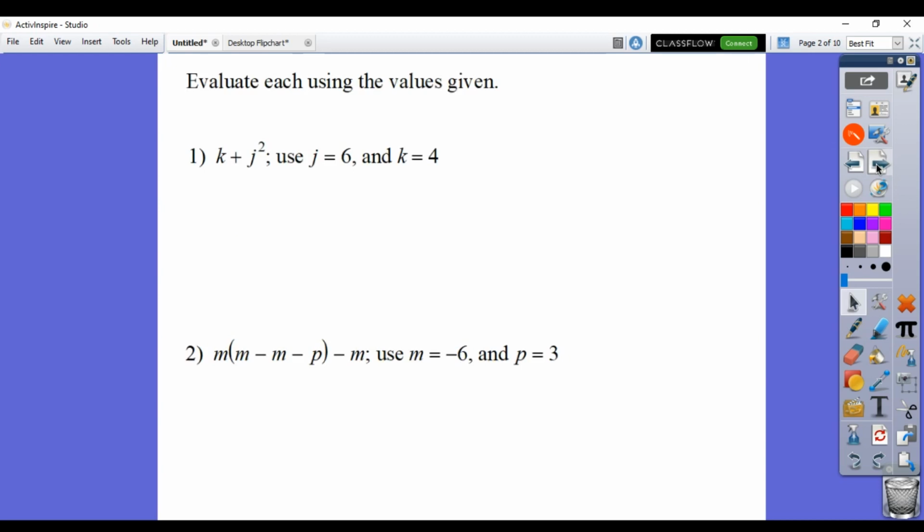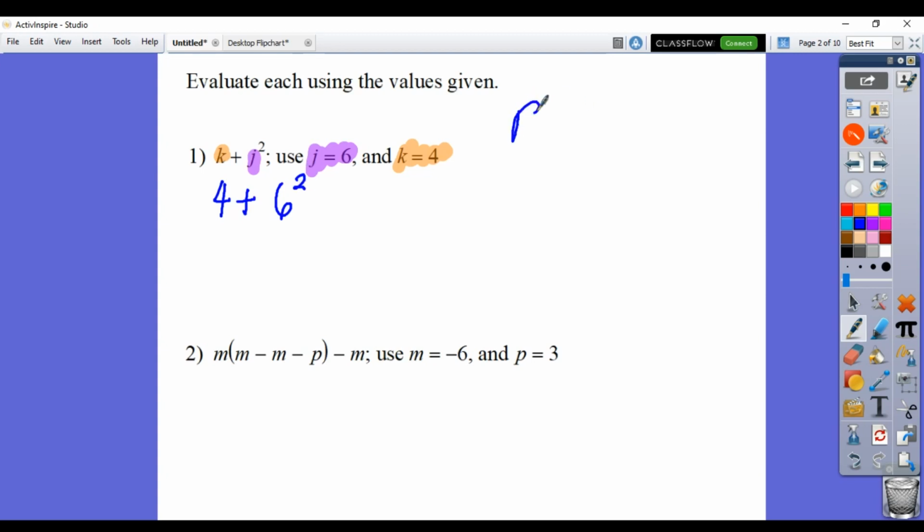So evaluate each using the values given. So here there are several. There's only one way to do this, but for us to be organized, I would like you to understand that J is equal to 6. So therefore, this will be 6 here. And K is equal to 4. So the value of K will be 4. So with that being said, I can just plug in that K equals 4. So I'm going to put 4 here plus 6 squared.